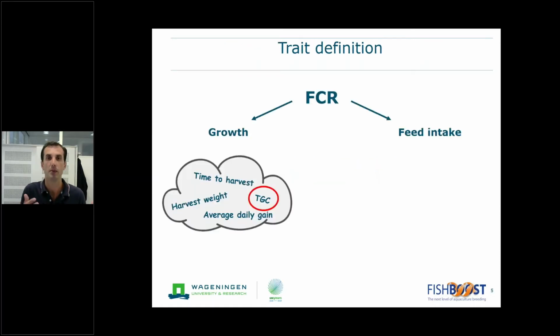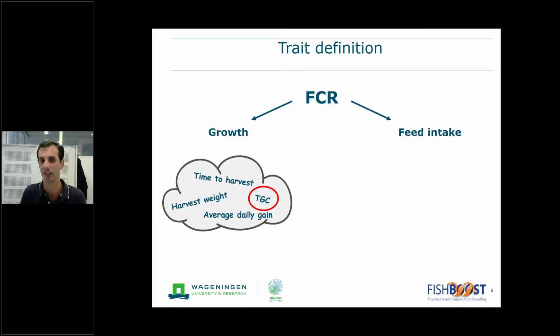But in a bioeconomic model, we also need an accurate description of the farm. And we can use many traits to define growth and feed intake. And often time to reach harvest weight or average daily gain is used. But in particular, time to reach harvest weight and harvest weight are actually management parameters. A farmer decides at what weight or at what age he harvests his fish. It's not so much a biological property of the fish.